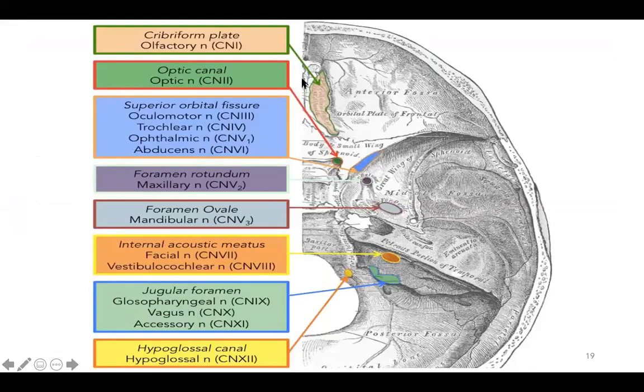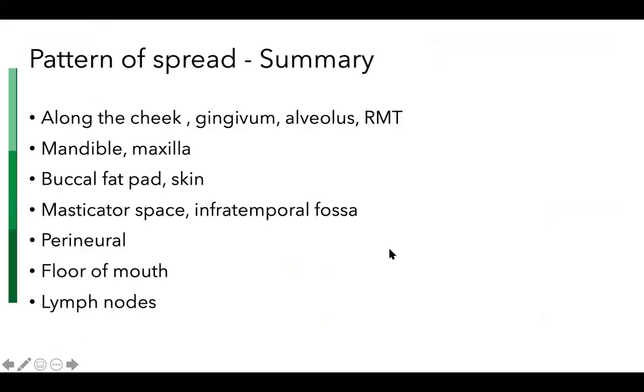Of course, we need to know all the foramina for other reasons, but for buccoalveolar complex, we need to be aware of the foramen rotundum, which is the maxillary nerve exit, and the foramen ovale, which is the mandibular nerve exit. So in summary, we need to see for involvement of the cheek, the gingivum, the alveolus, the RMT, mandible, maxilla, buccal fat pad, skin, masticator space, infratemporal fossa, perineural involvement, floor of the mouth. Whenever the mandible is involved, we need to be aware of the involvement of the floor of the mouth. Similarly, also of the hard palate and lymph nodes.